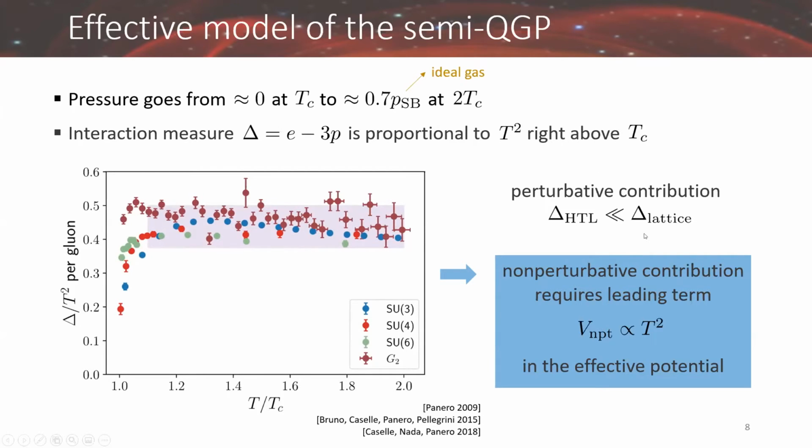Now, if you go to high temperatures, you can calculate this quantity, and the perturbative contribution is much smaller than what's observed on the lattice. So you can think of this quantity as a window for non-perturbative physics happening close to confinement. If you want to describe that in an effective model, you have to add a term in the effective potential that is proportional to the temperature squared.